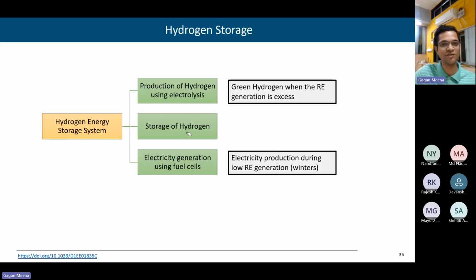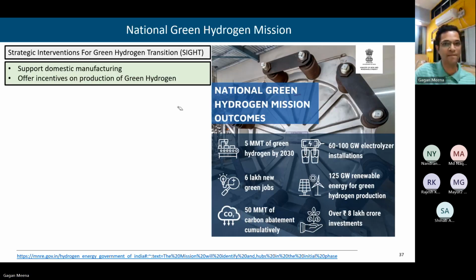Okay, then hydrogen storage: production of hydrogen using electrolysis, storage, and then generation using fuel cell or using turbines. Both options are there. Then strategic, I think most of you would know the National Green Hydrogen Mission. To support this, the government has started this mission to encourage R&D in this sector.